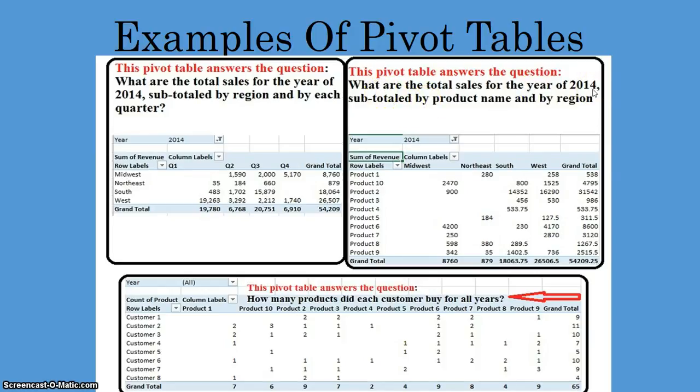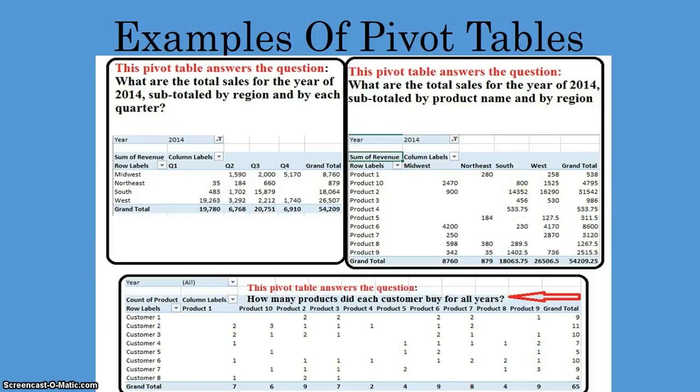Now, this other table here is going to ask the question, what are the total sales for the year of 2014, subtotaled by product name and by region? Again, we're able to come up here and select the year. In the rows area, we're going to display each product. For each product, we want a subtotal of the sales that occurred within each region here. Again, we are going to total each column and each row.